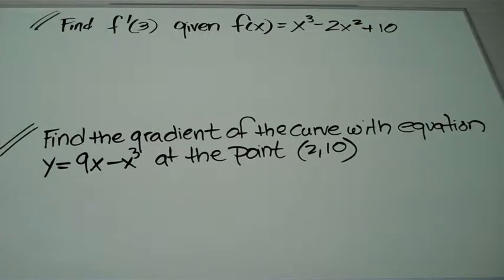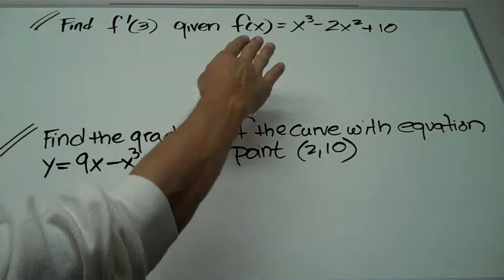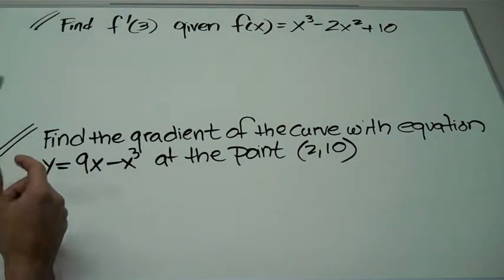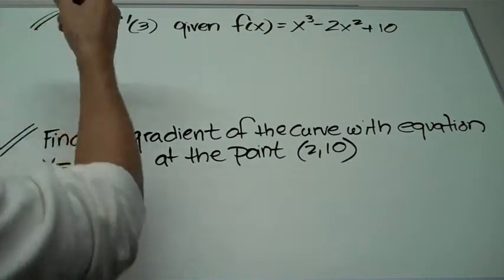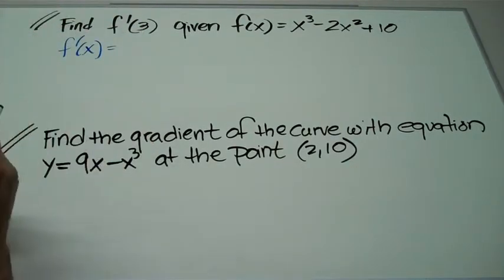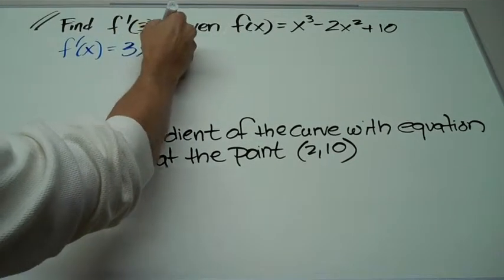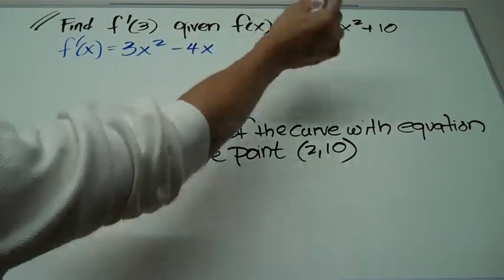Here are some examples with the graphical interpretation of the derivative. For example, find f dash of 3 given f of x is equal to x cubed minus 2x squared plus 10. First, we have to find f dash of x. F dash of x is within our power now that we know how the different rules work. The derivative will be 3x squared minus 4x plus 0.